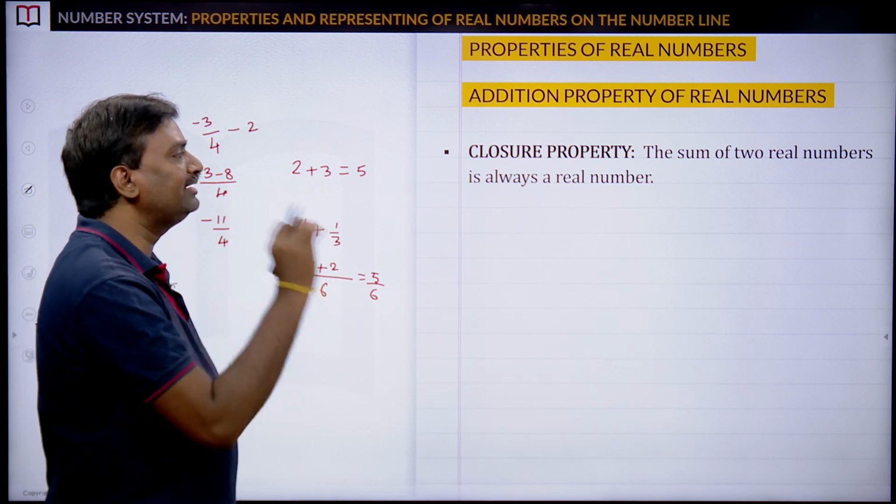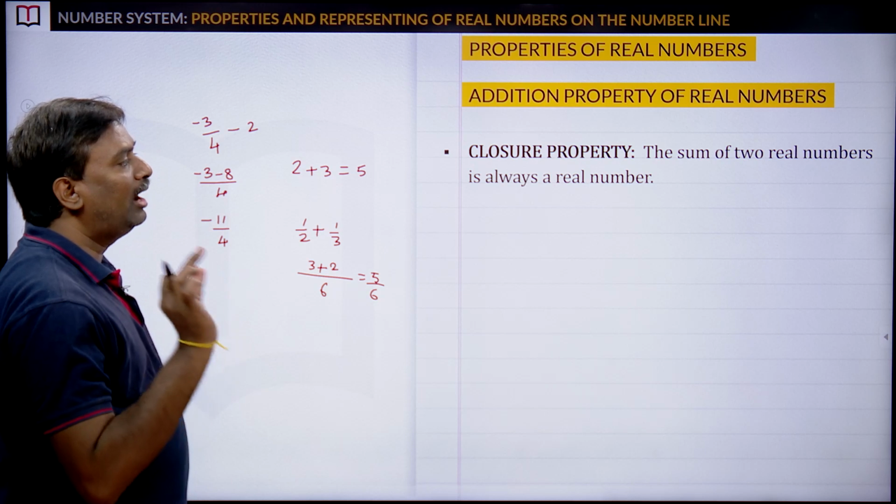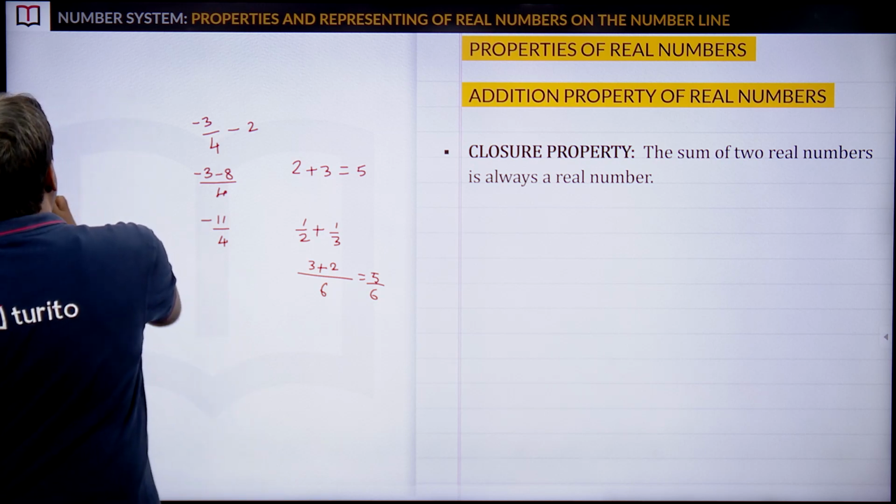So, this property is known as closure property. The sum of two real numbers is always a real number.